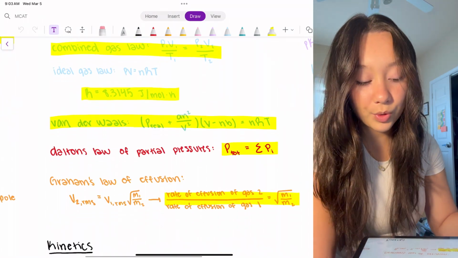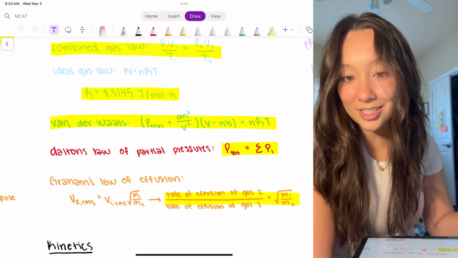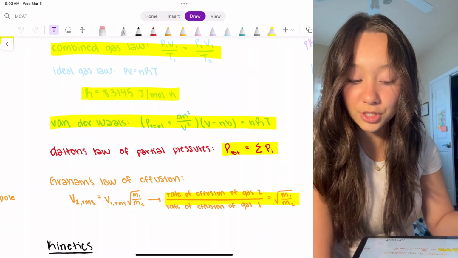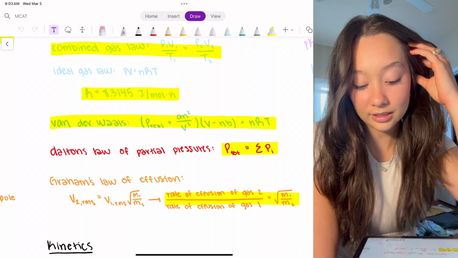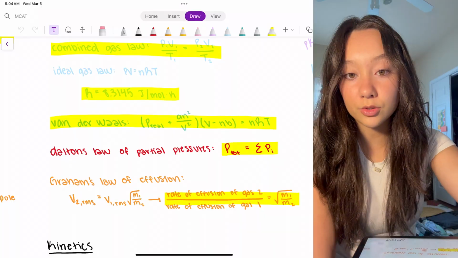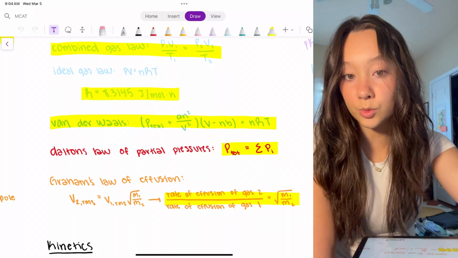This van der Waals equation, not extremely important. Just know that it's there. Maybe think about the relationships a little bit. They'll normally give you an equation this complex, but know that it is a thing. Partial pressure, sum of the individual partial pressures are going to be equal to the total pressure.